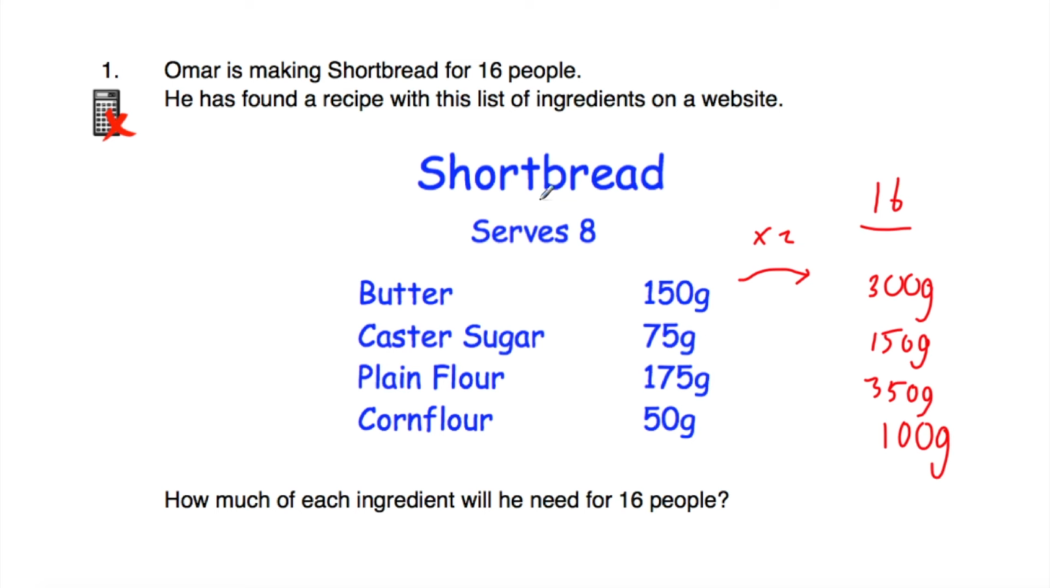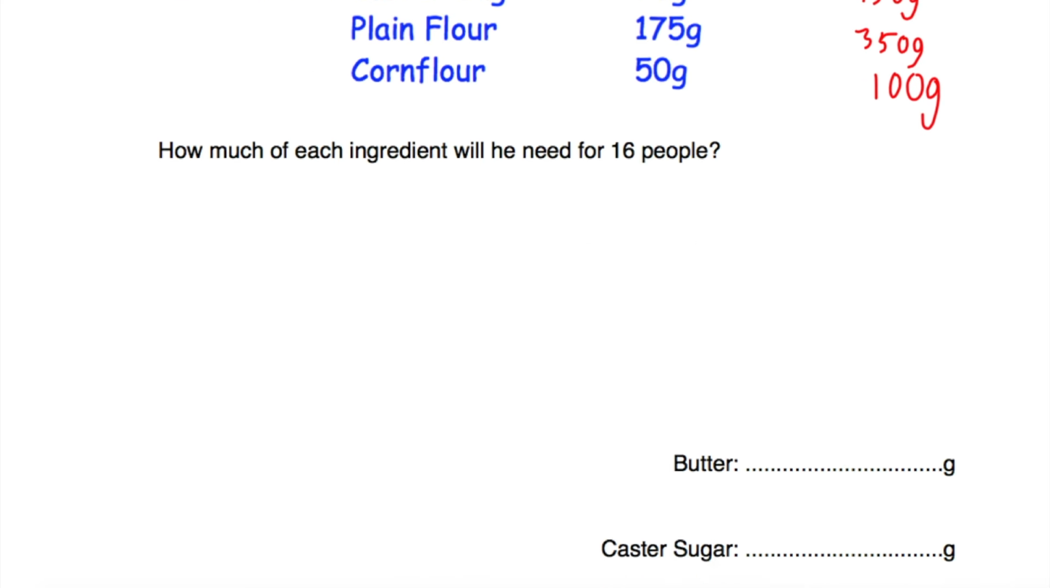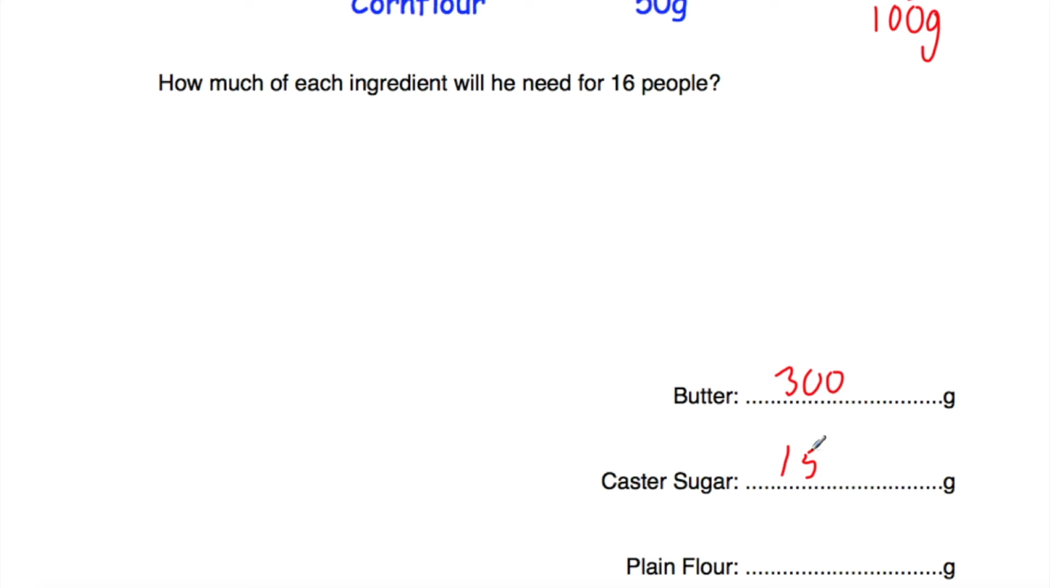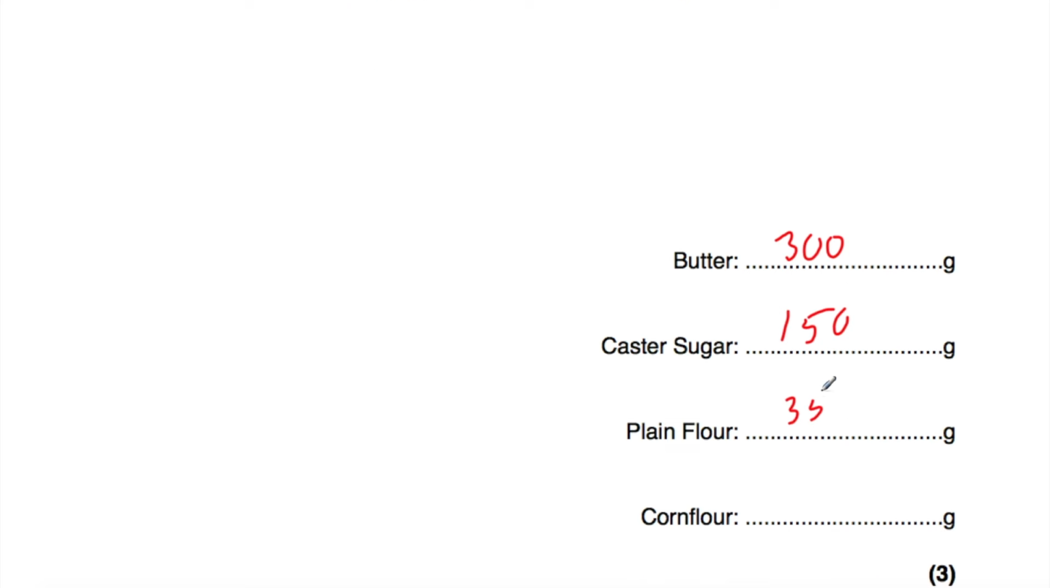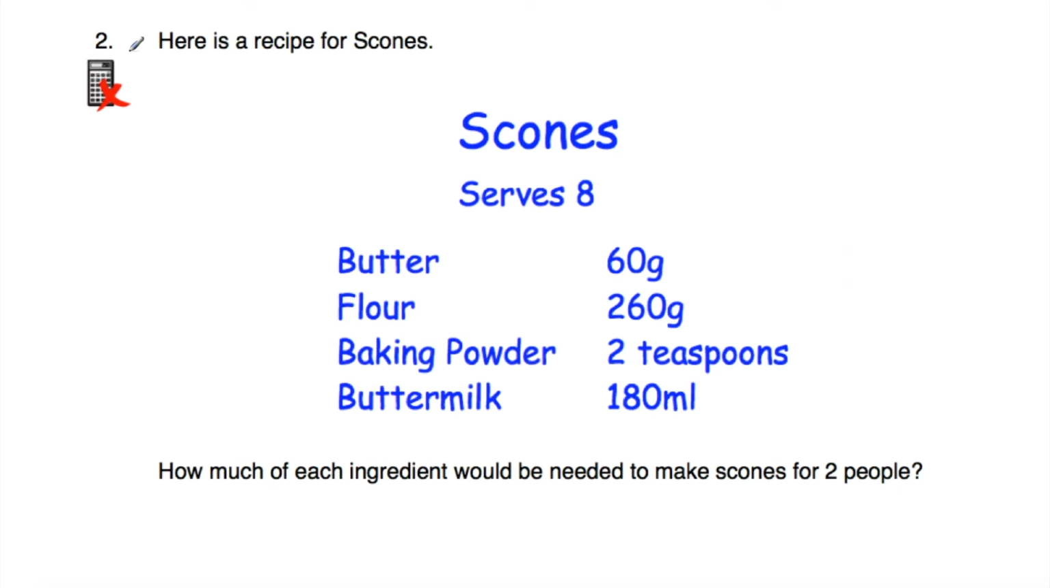So in this question, we see the list of ingredients served 8 people, and Omar wanted enough of the ingredients for 16 people, which is double that. We just double the amount needed of each ingredient, and that's it. So let's write those down: 300 grams, 150 grams, 350 grams, and 100 grams, and that's it. Okay, let's look at our next question, question number 2.